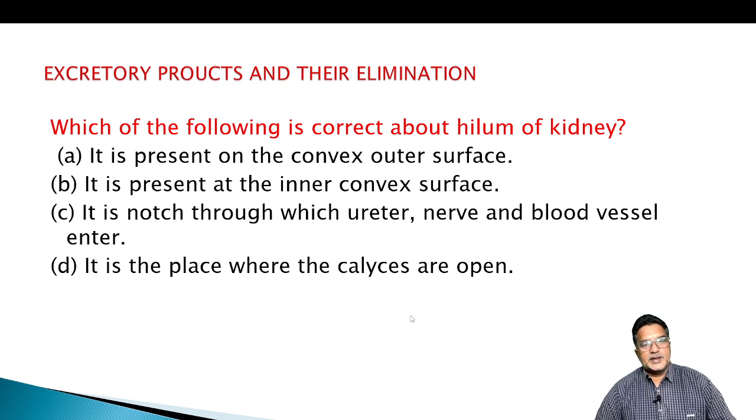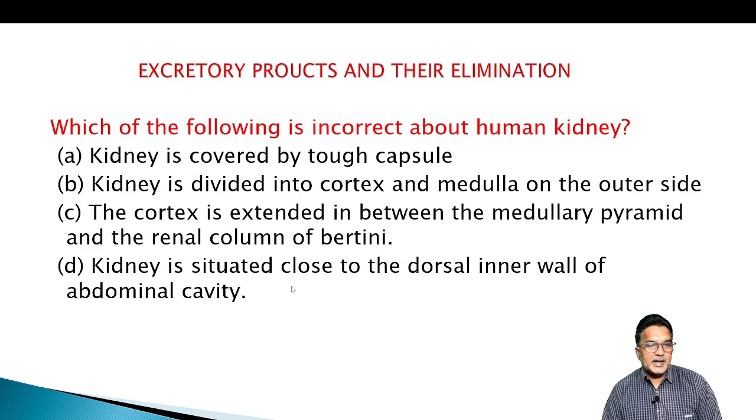Which of the following is correct about the hilum of the kidney? Is it present in the convex outer surface? No. It is present in the inner concave surface. It is a notch through which the ureter, nerves and blood vessels enter. It is a place where the calyces open into the pelvis, isn't it? It is a notch through which the ureter, nerves and blood vessels enter.